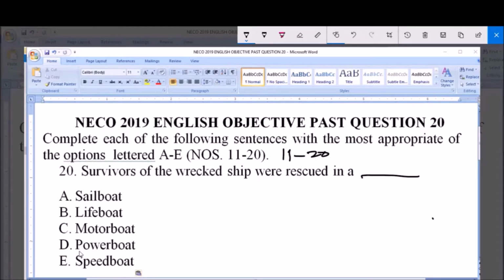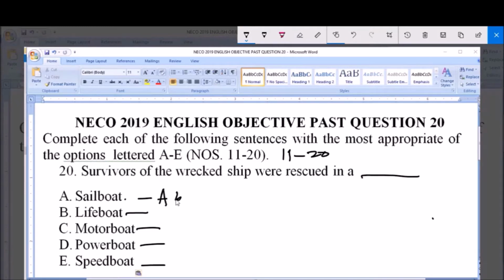So this is question number 20, and the sentence here says: Survivors of the wrecked ship were rescued in a dash. Survivors of the wrecked ship were rescued in a dash. A, sailboat. B, lifeboat. C, motorboat. D, powerboat. E, speedboat. And we'll talk of a sailboat.